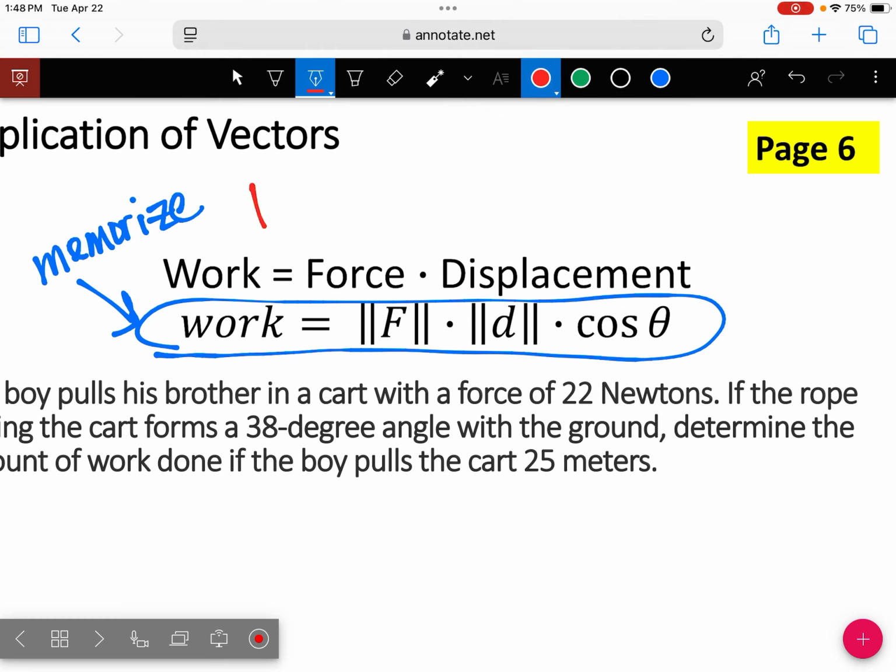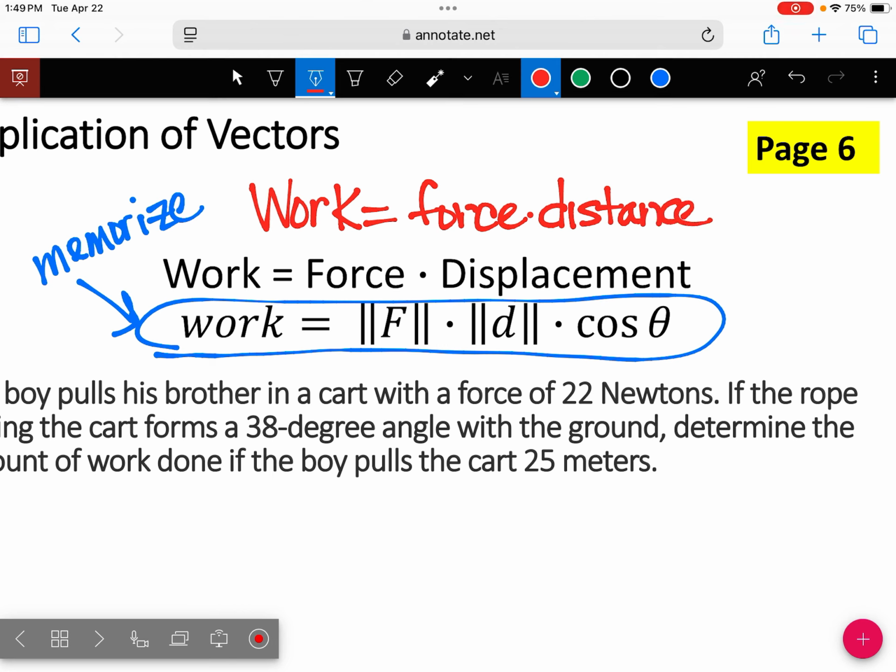But the formula for work, I'm just going to write what this means: you're going to take the force, which you can also think about as the speed. And then you're going to take that times the distance. And then you're going to take that times the cosine of theta.